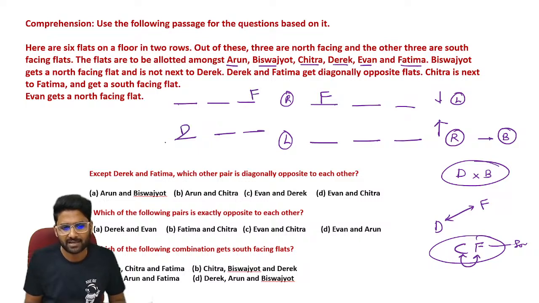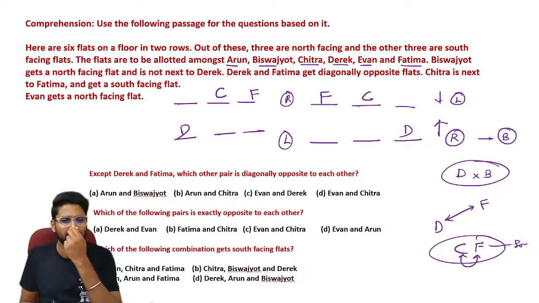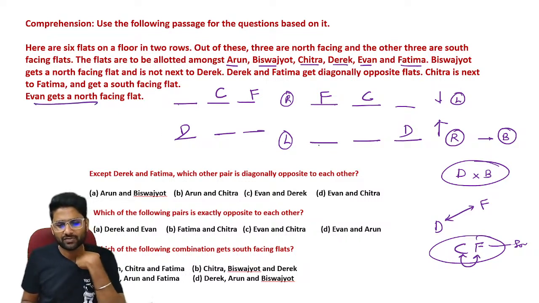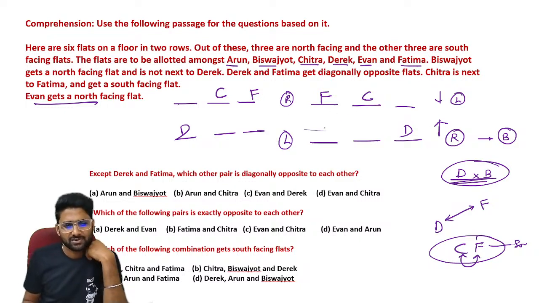Let us take the diagonal D. D and B are not adjacent flats, so B should be somewhere else. You can fix the C, and we have the data. So E gets north facing, guys. We know that D and B are not at all adjacent, so definitely B must be here.